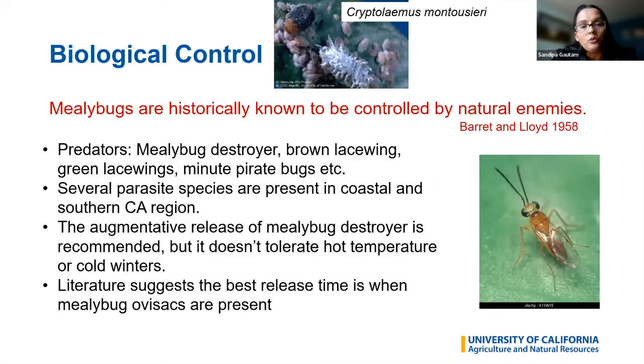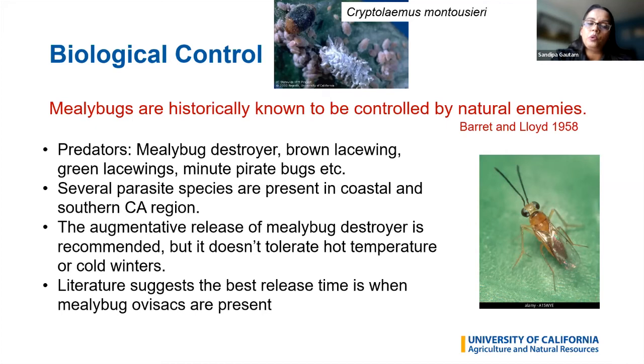Now, moving to biocontrol, which is another option in the toolbox for controlling mealybugs, as mealybugs are historically known to be controlled by natural enemies. There are several predators of mealybugs. Mealybug destroyer is very highly rated to be effective against mealybug colonies. Brown lacewing, green lacewing, and minute pirate bugs are some of the other predators that are effective against mealybugs. Literature reports several parasitoid species that are present in coastal and Southern California, but we don't really have a good understanding of what species are present in the Central Valley.